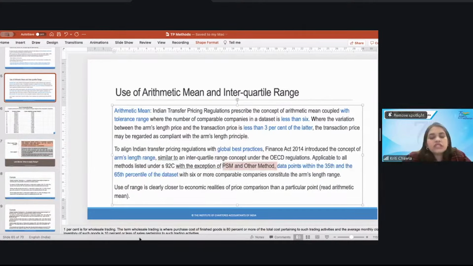You will also see that the range that other countries follow is the 25th to 75th percentile. This is something which is provided in the OECD. But yes, this is what is provided in the OECD. OECD says that you can have the 25th to 75th percentile.